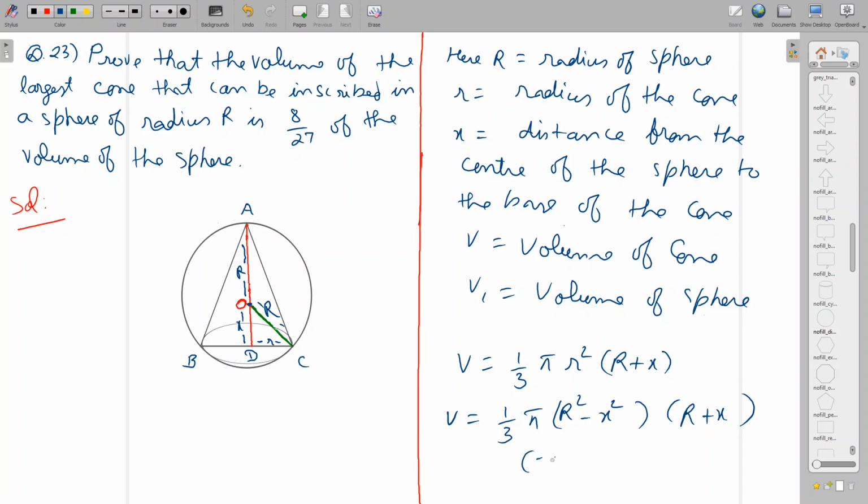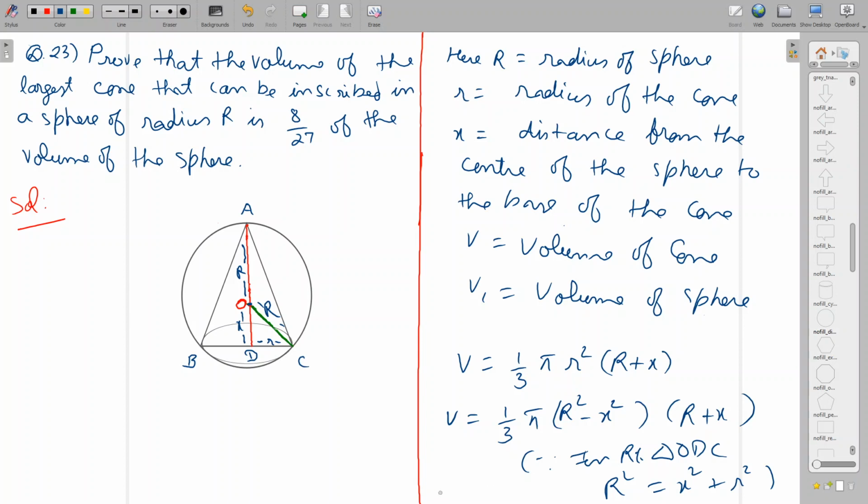Why? Because in right triangle ODC, capital R square is equal to x square plus r square. How? By applying Pythagoras theorem.